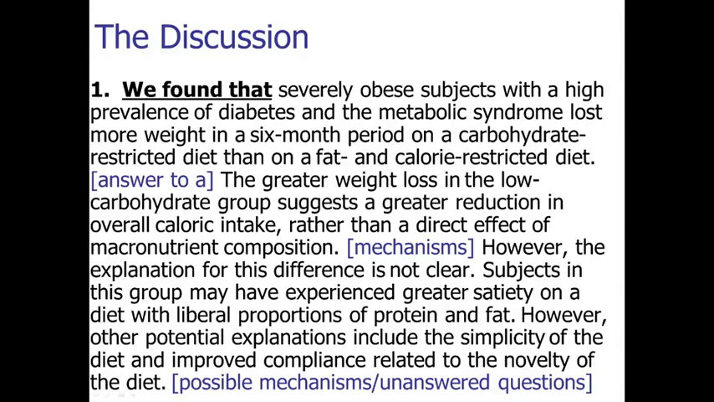Maybe if you're able to eat meat, you feel more full, so therefore you eat less. Or maybe it just has to do with the simplicity of the diet. So they're trying to give some possible reasons why they might have seen the result that they did. So possible mechanisms and unanswered questions. So they get a little bit into the supporting details within that first paragraph.